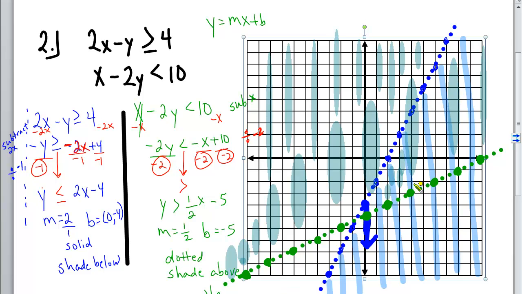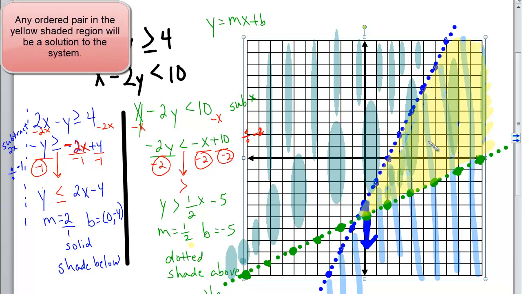The graph that has both colors is our solution. So the part of the graph that includes both colors is this piece right here that I have highlighted in yellow. So this is the solution. Any ordered pair in this graph is a solution to this system. (4, 0) is a solution. (5, 1) is a solution. (0, 0) is not a solution.